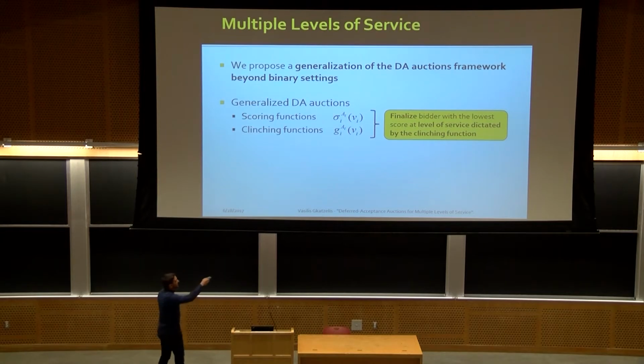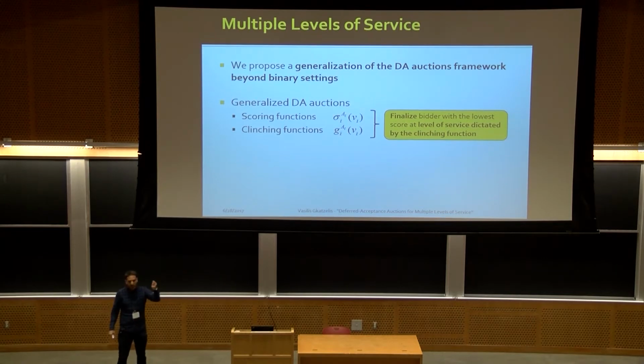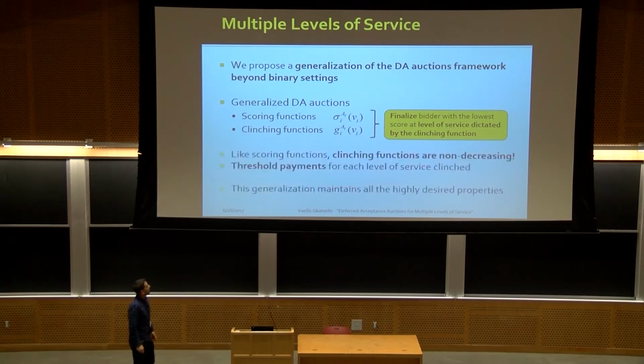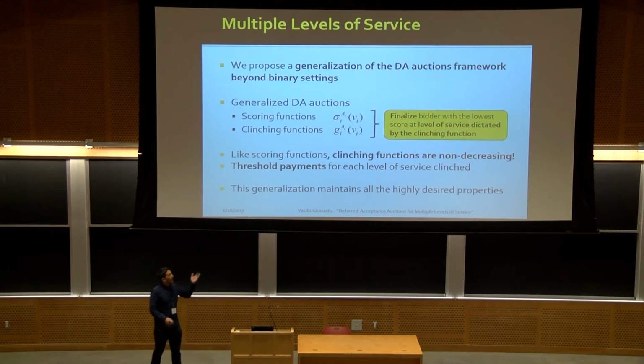So what we do, using these two functions, the scoring function and the clinching function, is that rather than rejecting a bidder at each stage, we just finalize the bidder with the lowest score at the level of service dictated by the clinching function. The clinching function says, here's the level you've clinched so far. If you're the one with the lowest score, you get that level and you're out, you're finalized. But that doesn't mean you're rejected. You get whatever you've clinched so far. So you want to start clinching early on, but again, there's this wall you don't want to hit. There's a feasibility constraint at the end of the day. And like scoring functions, clinching functions are non-decreasing, and we're using threshold payments. Again, you don't need to worry about this. You can just think of it as an algorithmic problem: how do I design algorithms within that framework?